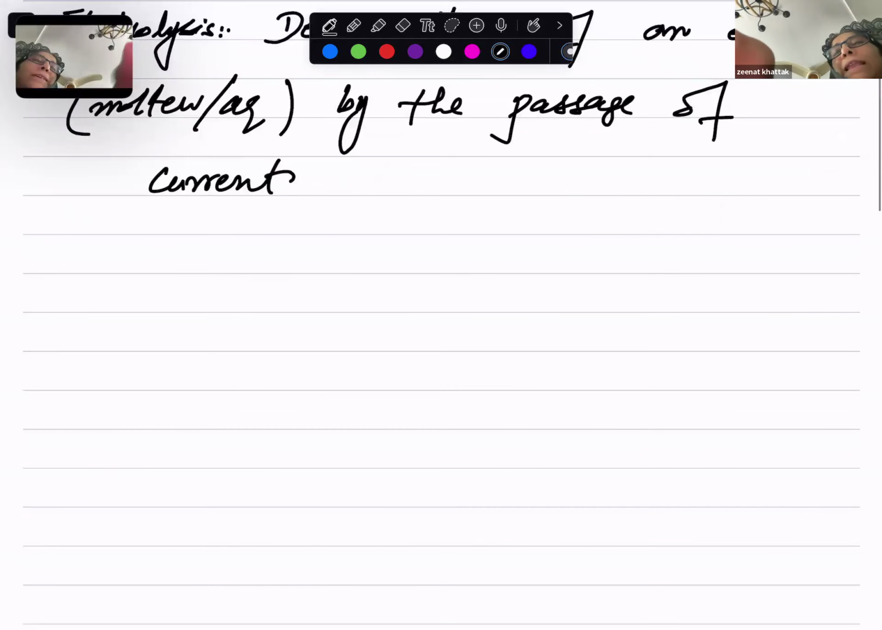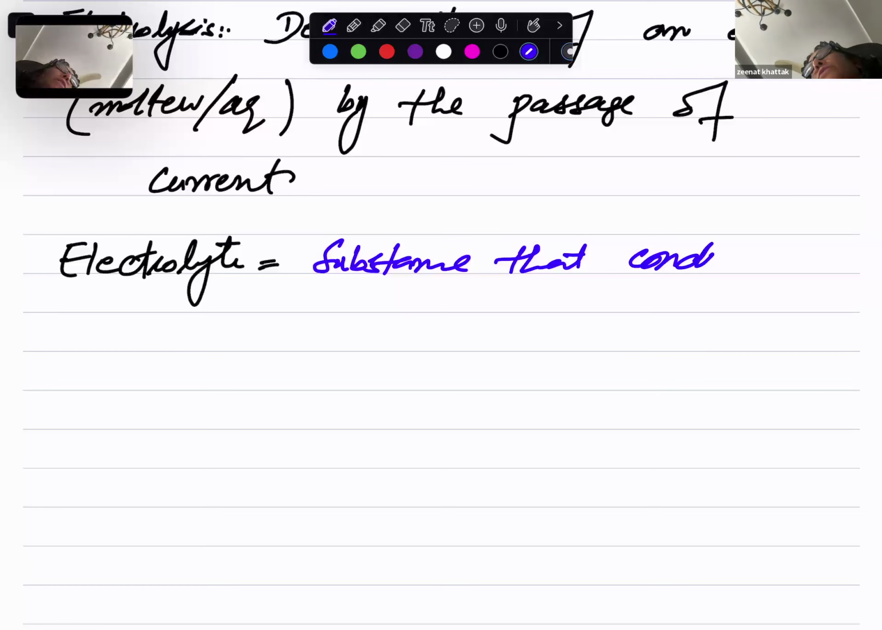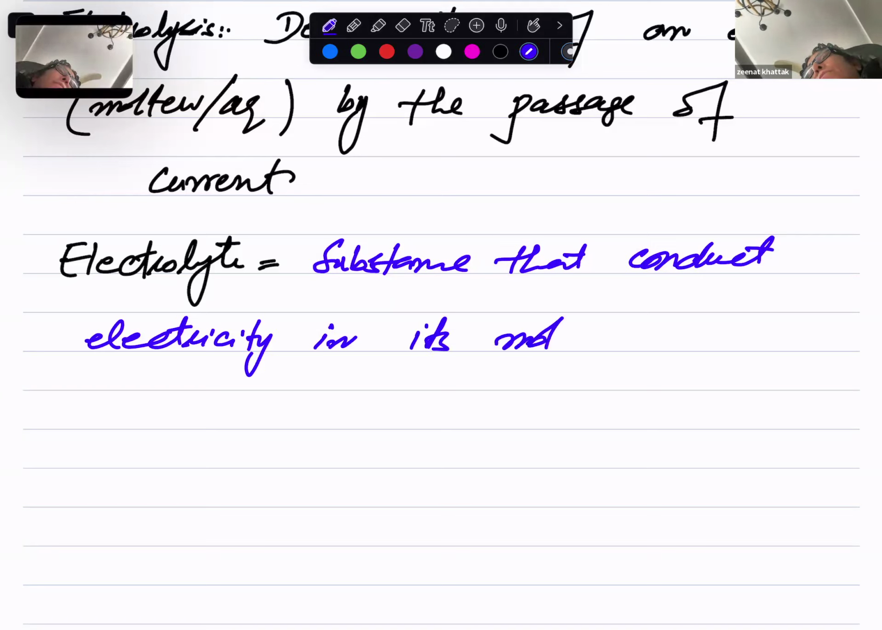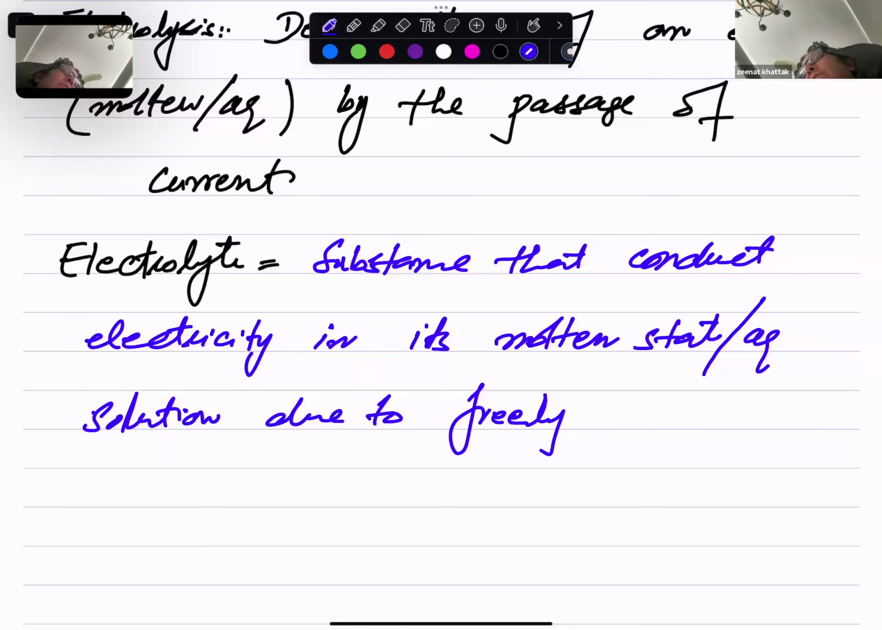Now, what is an electrolyte? A substance that conducts electricity in its molten state or aqueous solution. I will share the notes. A substance that conducts electricity in its molten state or aqueous solution due to freely moving ions.